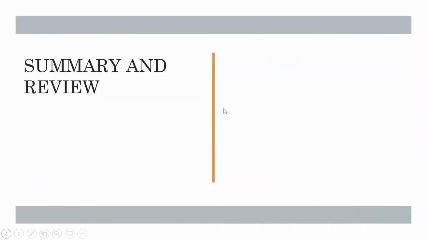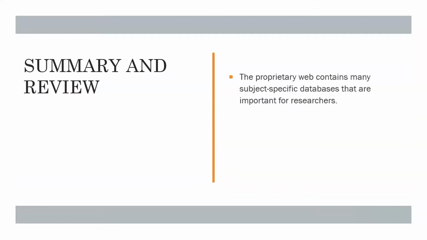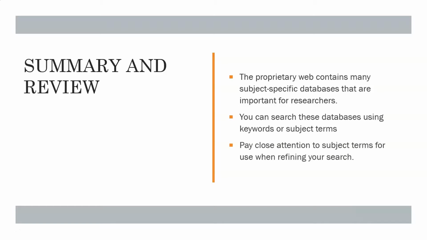So let's review what we've seen so far. The proprietary web contains many subject-specific databases that are important for researchers. You can search these databases using keywords or subject terms. Pay close attention to the subject terms because you can use these when you are refining your search. And don't overlook your public library.